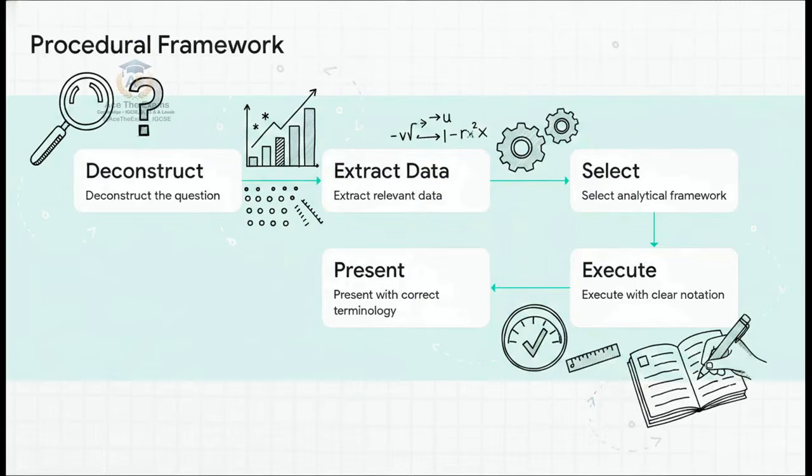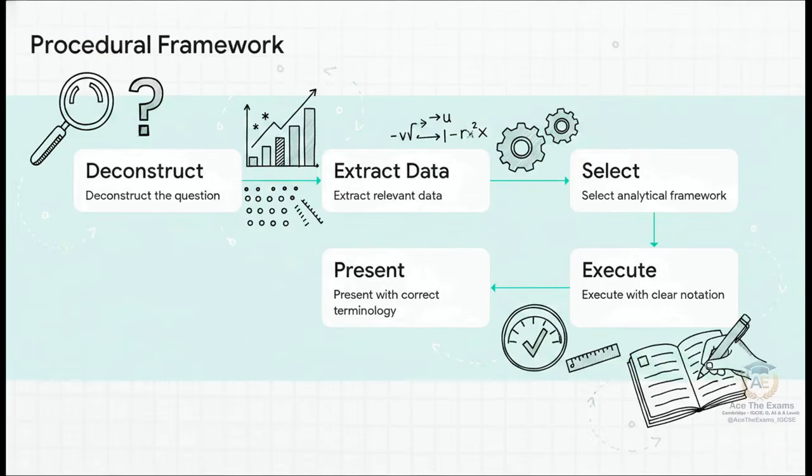To guarantee you secure those method marks, I'm going to act as your detective and give you our standardized 5-step procedural framework. Think of this as your mathematical peel template for kinematics. Step 1. Deconstruct the question forensically. Look for the command words. Step 2. Extract your relevant data from the texts and tables.